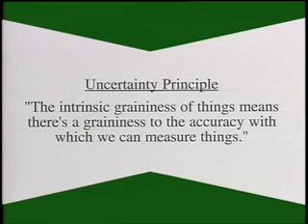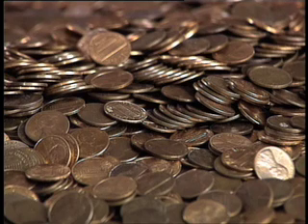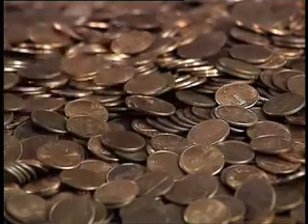This is the uncertainty principle, first stated by Werner Heisenberg, and it says that the intrinsic graininess of things means that there's a graininess to the accuracy with which we can measure things. If there wasn't such a limit, then nothing would make sense. It would be like saying that the penny is our fundamental unit, yet I can determine price or value by tenths of a penny, or thousandths of a penny, or even millionths of a penny. And that's simply meaningless. How can we measure something to a precision that's smaller or finer than the smallest or finest thing we know?